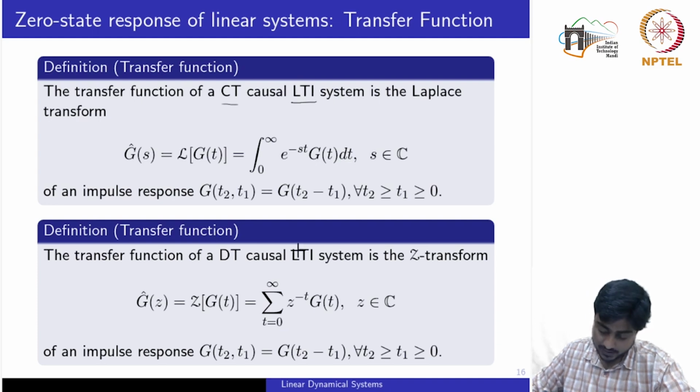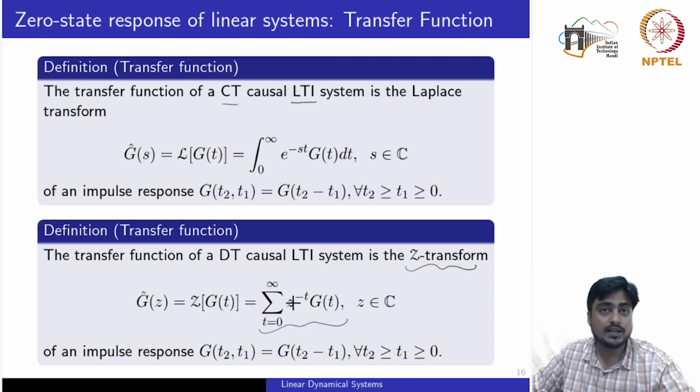Similarly, in the discrete time domain, we would be taking the Z transform, and the transfer function g hat of z is defined by this summation over n, where t1 and t2 are integers, and z again is a complex number.